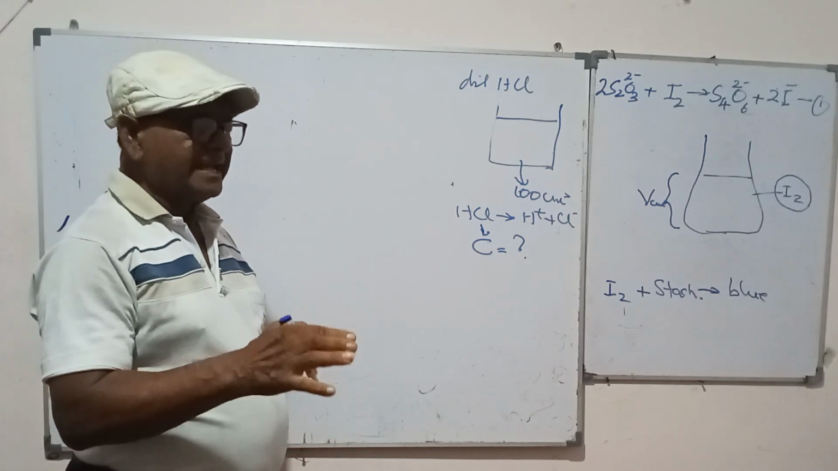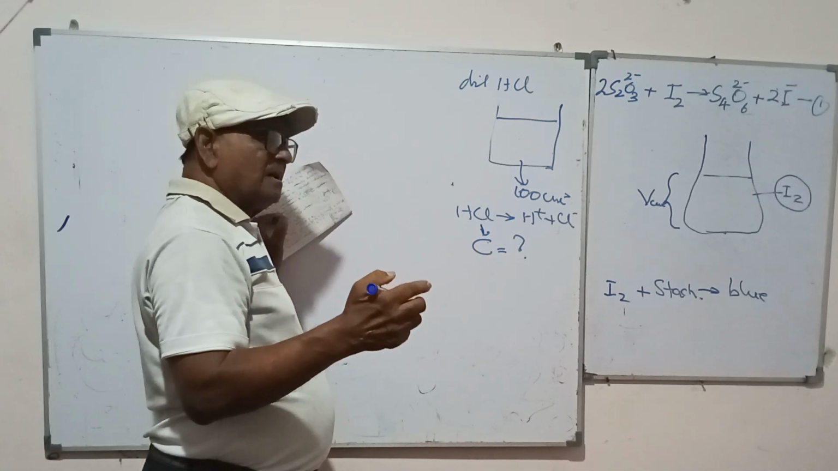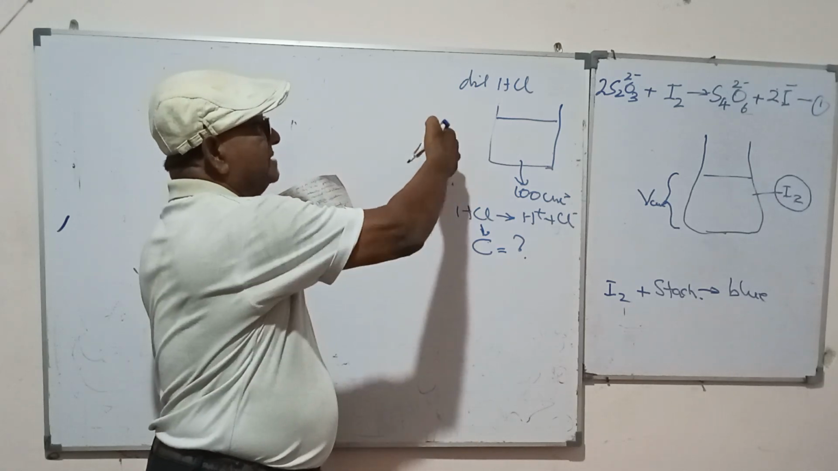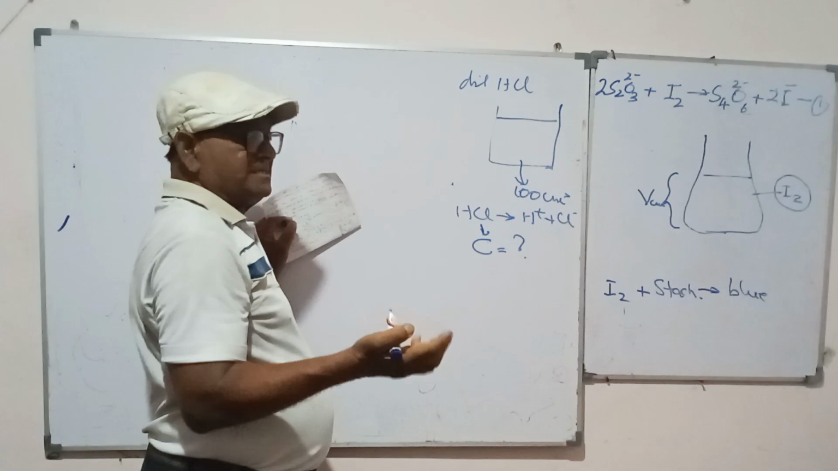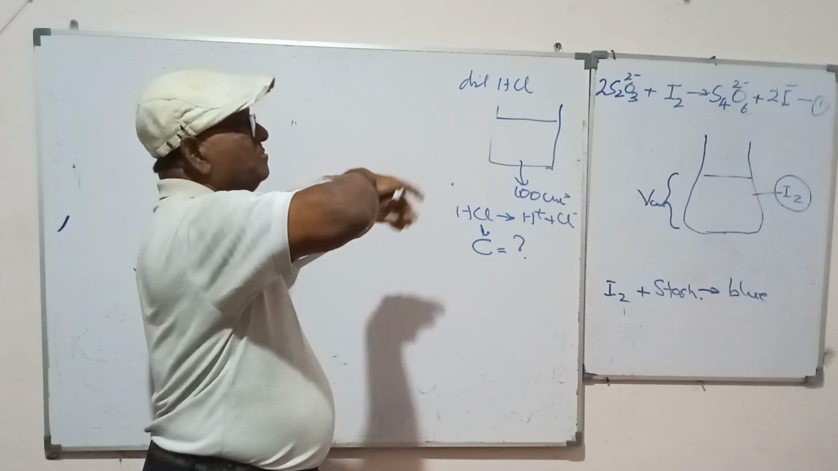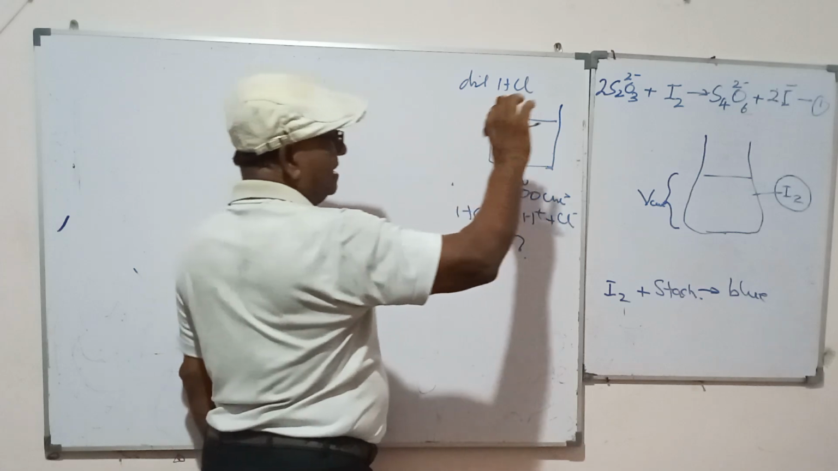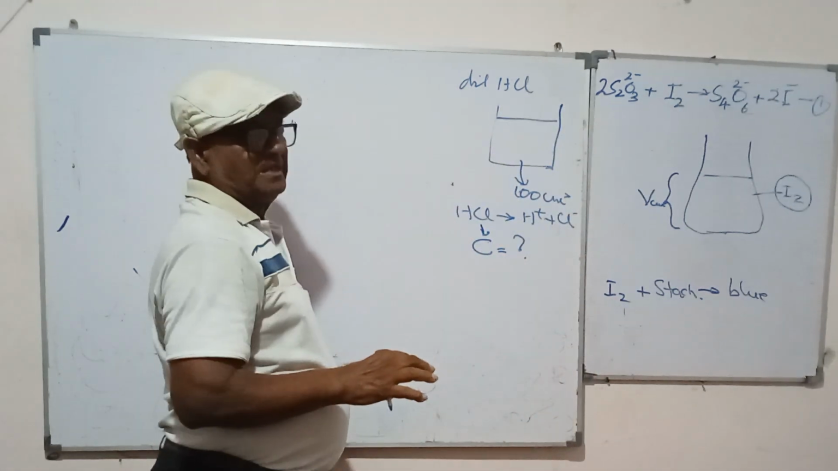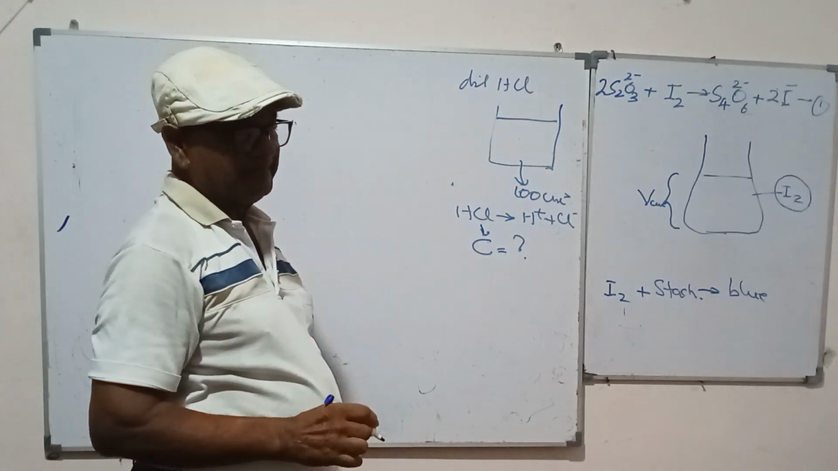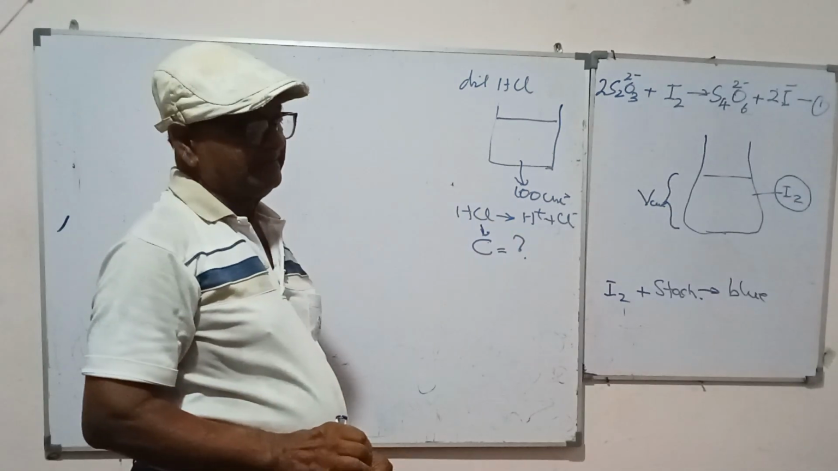I know that other titrations can also be given. So we can use titration with NaOH, acid-base titration also. But now I am going to explain how we use iodometric titration to determine the concentration of HCl solution. Right? Because some problems are given like this.